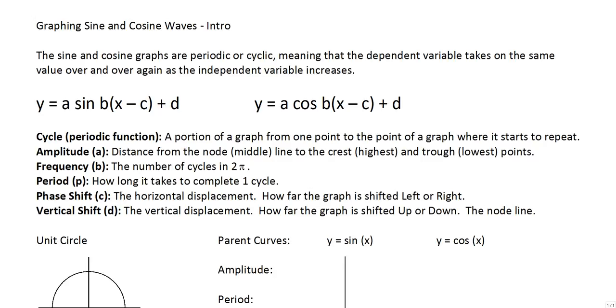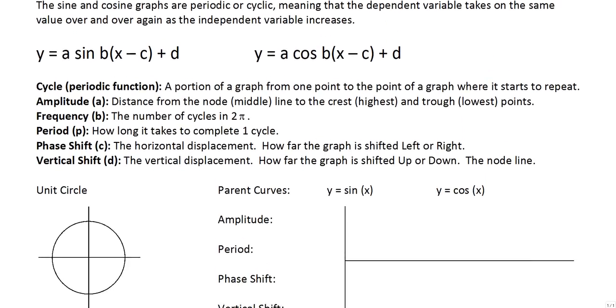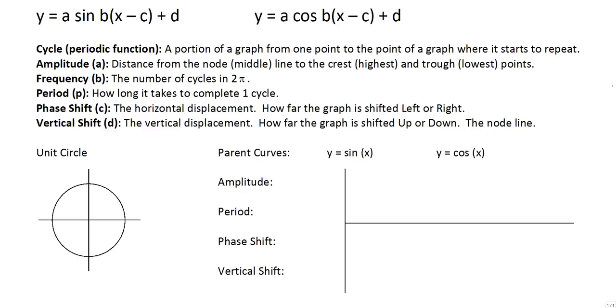So let's start off by talking about the general forms of the equation and what some of these variables, or shall we say letters, represent. The form is y equals a times sine of b times (x minus c) plus d. Same thing with cosine. Now what do these mean? We have a little bit of definition here.